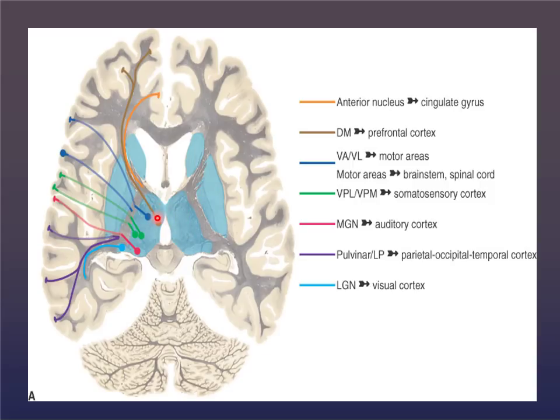Notice that the fibers from the anterior nucleus travel to the frontal lobe and the cingulate gyrus. VA and VL travel to motor areas. VPL and VPM travel to somatosensory cortex. Medial geniculate travels to the auditory cortex, and the pulvinar and lateral geniculate travel primarily to the occipital lobe.